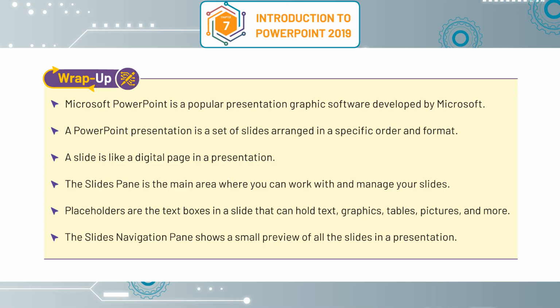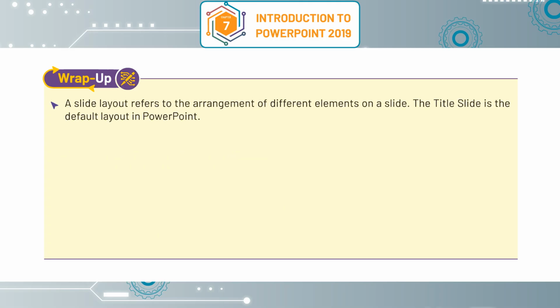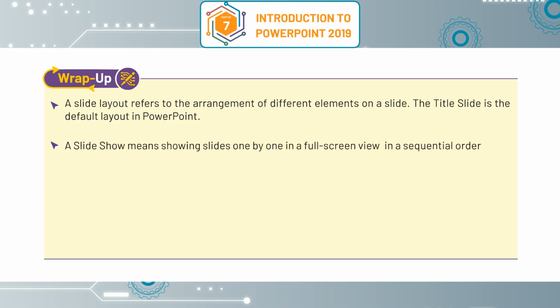The slides navigation pane shows a small preview of all the slides in a presentation. A slide layout refers to the arrangement of different elements on a slide. The title slide is the default layout in PowerPoint. A slideshow means showing slides one by one in a full screen view in a sequential order. A PowerPoint file is saved with the .pptx extension.